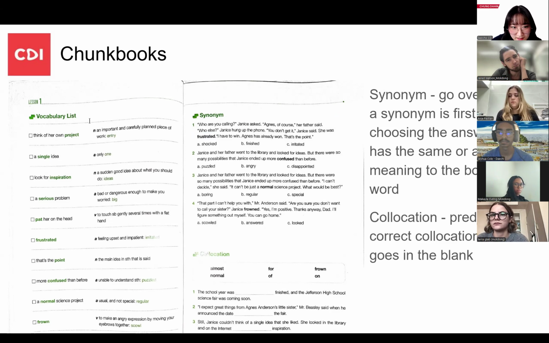Then the second activity is the collocation activity. So students need to predict what the correct word is that goes in that blank.